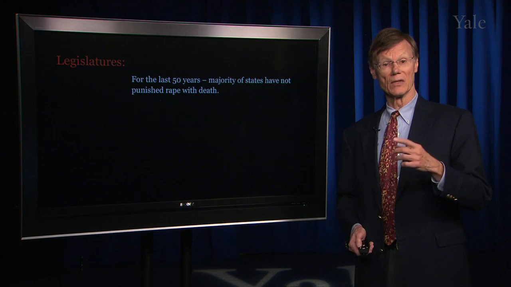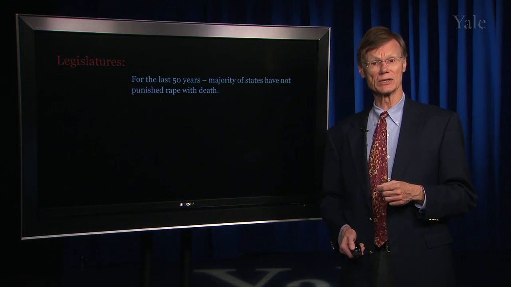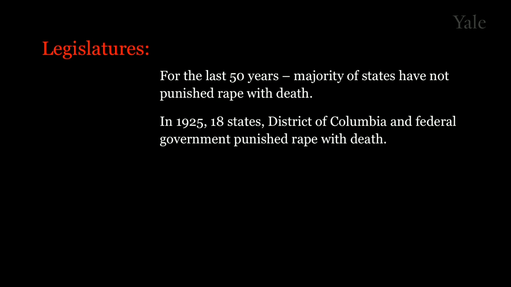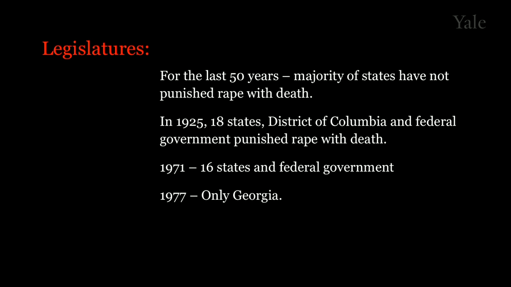The court looks at the last 50 years and notices that a majority of the states have not punished rape with the death penalty in the last 50 years. In 1925, 18 states provided for the death penalty, and as well as the District of Columbia and the federal government. By 1971, that number had gone down just a bit, 16 states and the federal government. But by the time Coker's decided, in 1977, only Georgia. So Georgia is one out of 50 states that provides this punishment.